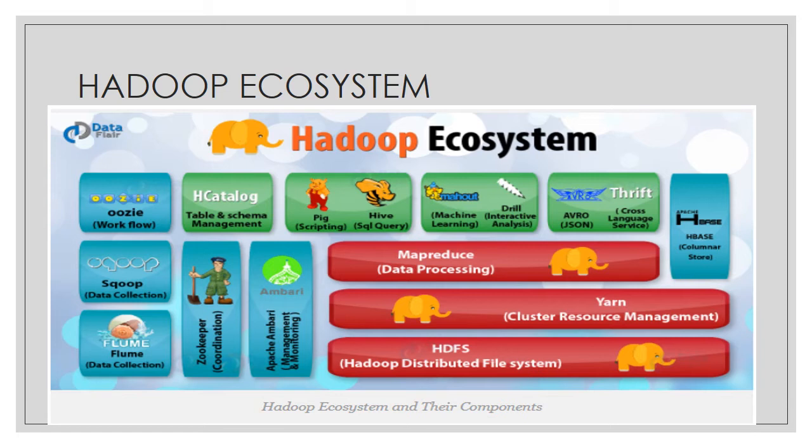From what we are seeing on the slide, you find that there's an Oozie application, there's a Sqoop application, there's a Hive application. All these applications perform different activities. And at the same time, we also find the Zookeeper application, which is mainly used for coordination within the Hadoop ecosystem.